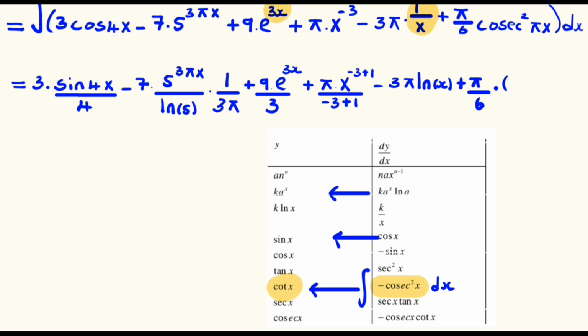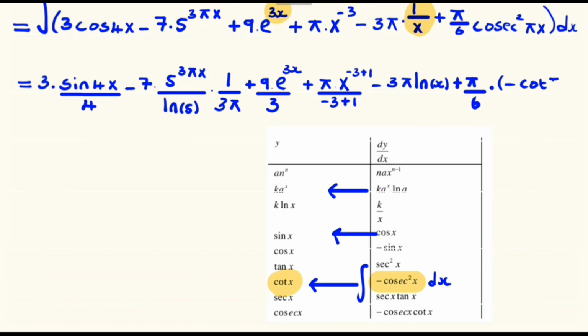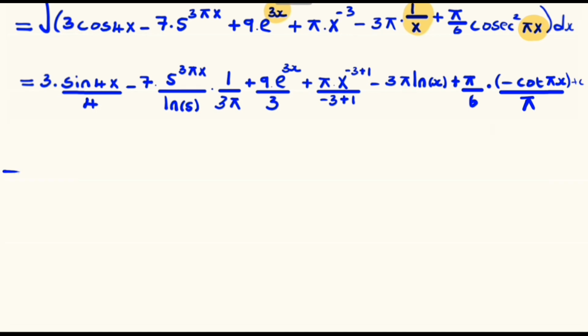the reverse is actually our integration, so the integral of cosec squared pi x will be negative cot pi x. If we were differentiating, we would multiply by the derivative of the pi x, which is pi. We are integrating, so we divide by the derivative of the pi x, which is pi, plus our constant c.